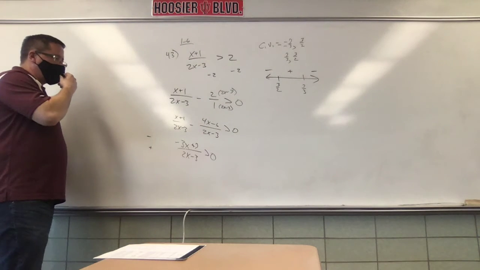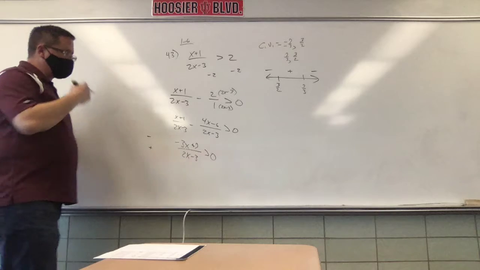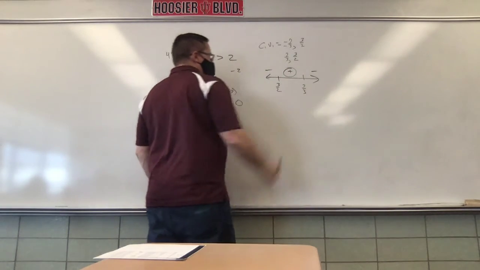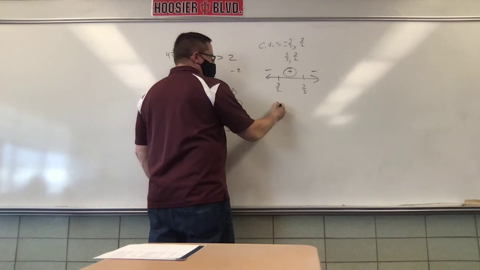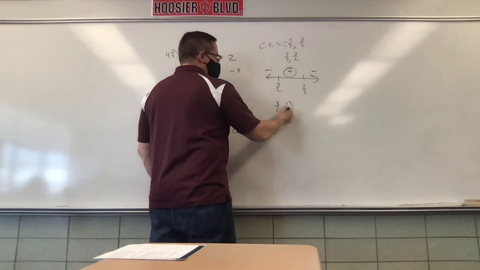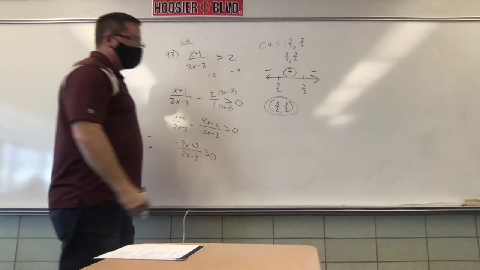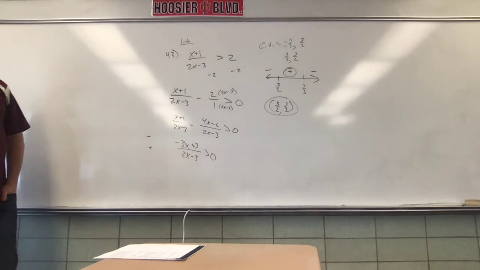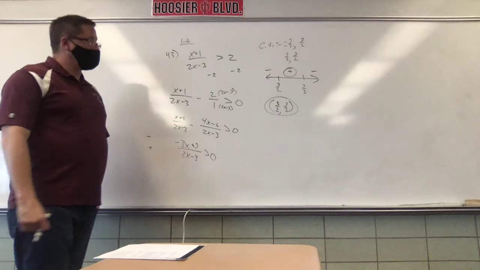They don't bounce anywhere. We're interested in where this thing is bigger than 0, so where it's positive. So we don't include the endpoints, so we just put 3 halves, comma 7 thirds, parentheses around each. Anything between 3 halves and 7 thirds will work. Not including 3 halves or 7 thirds.